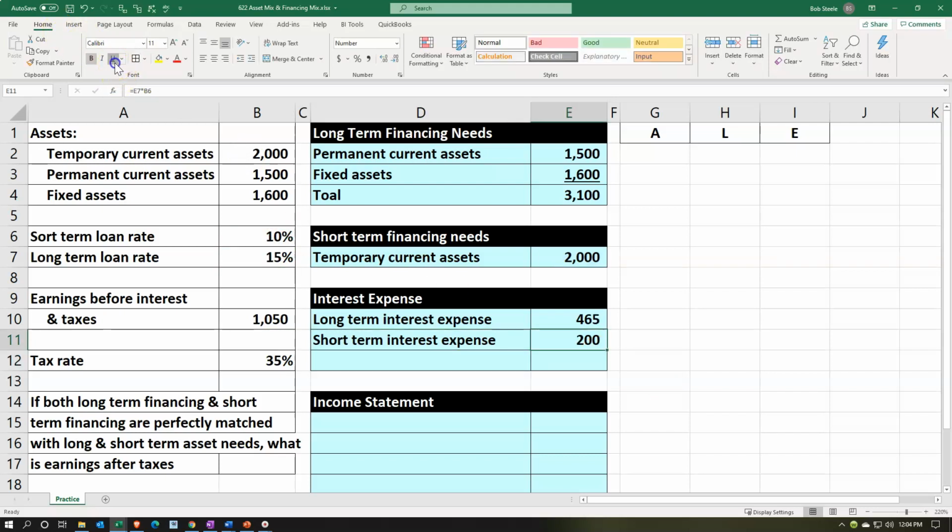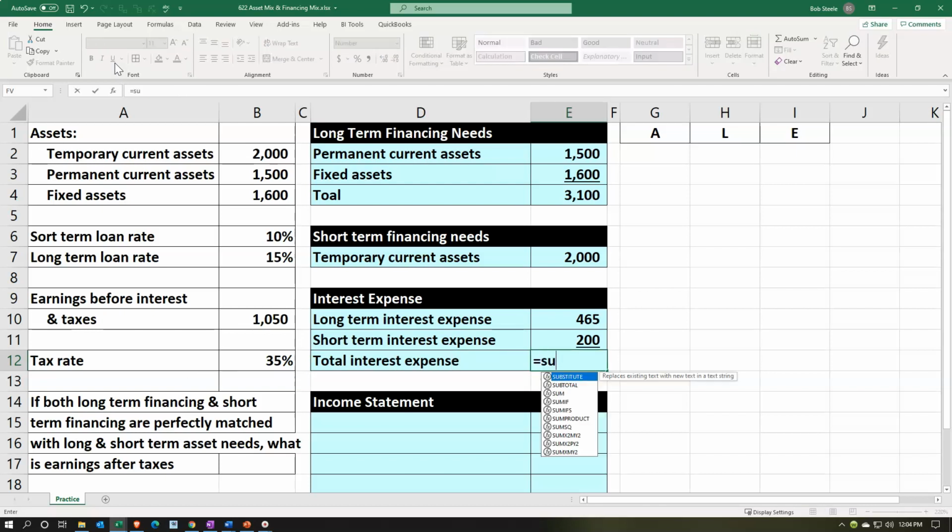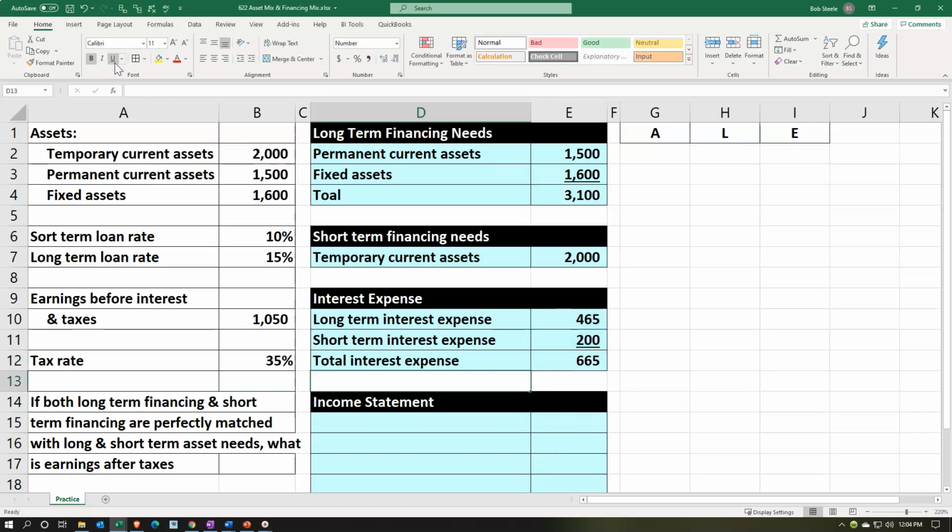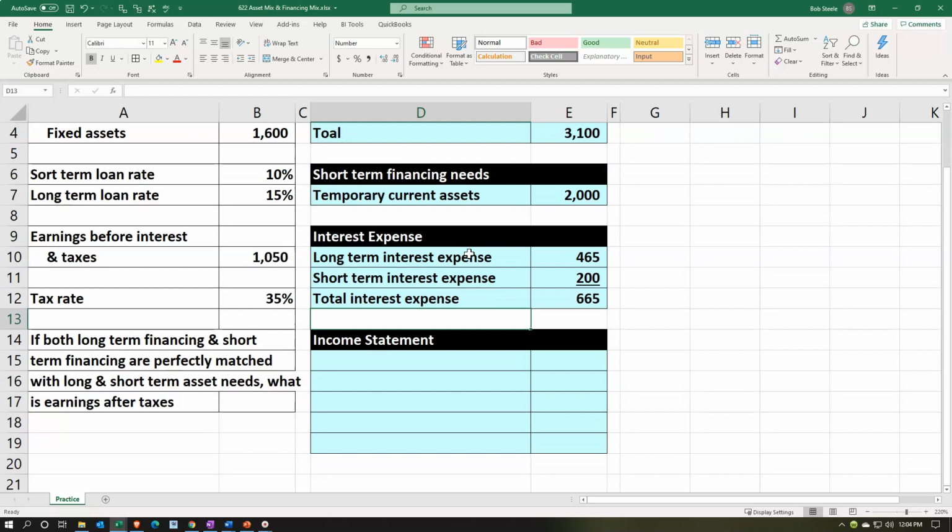Home tab, font group, and underline. This is going to give us our total interest expense. And then we'll sum that up with our trusty sum function, equal the sum of the 465 and the 200. So then we're going to put together our income statement from the earnings before interest and taxes, basically net income before we consider interest and the tax expense, because that's what's given here.